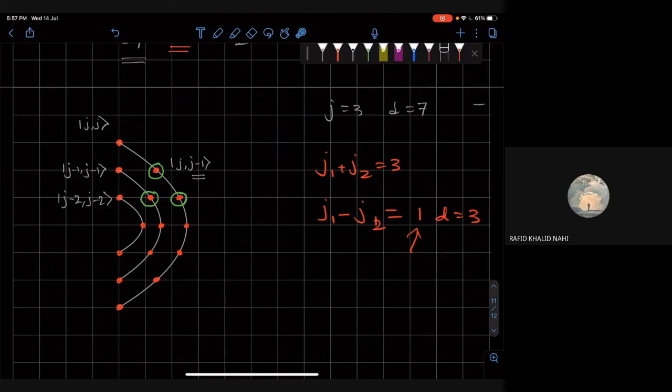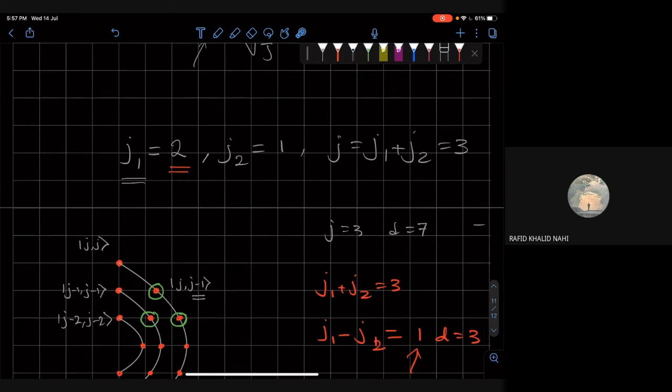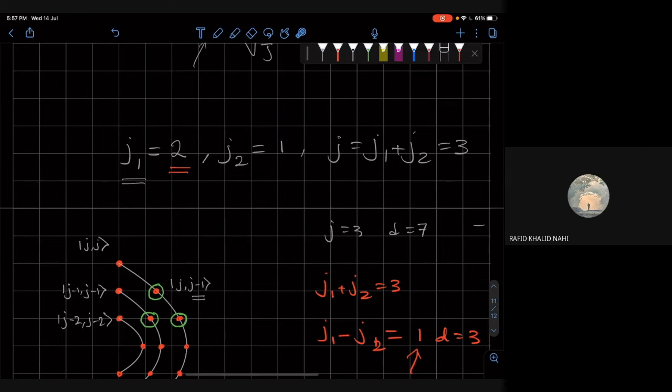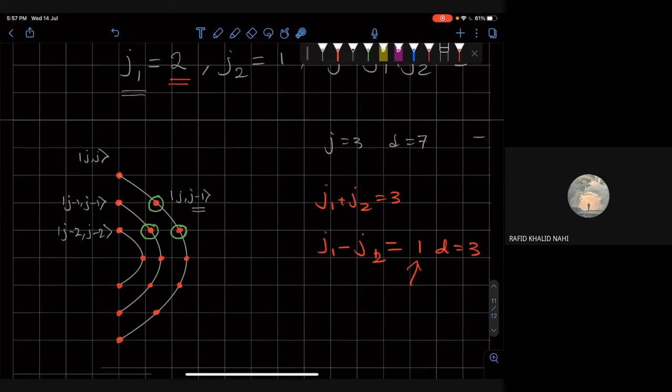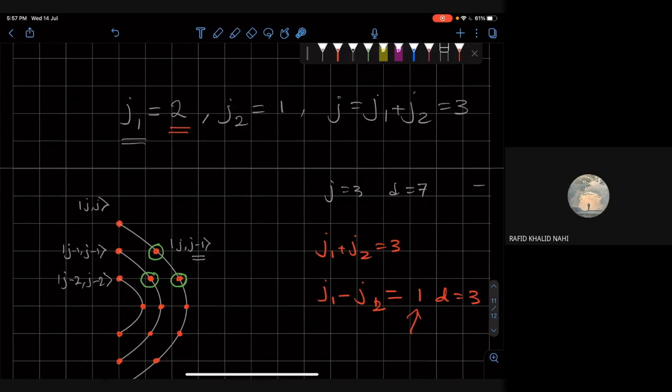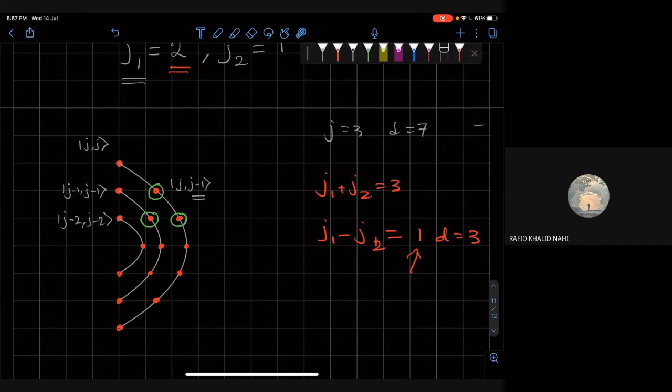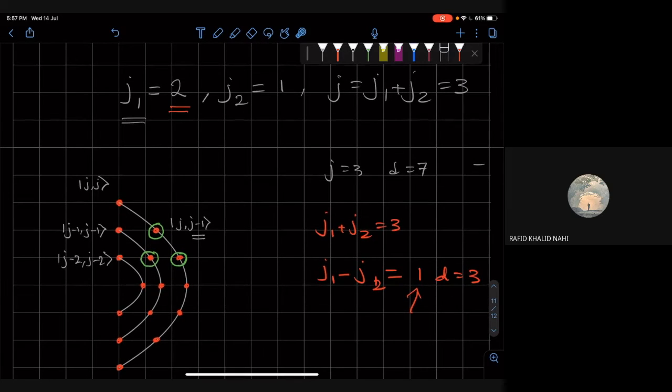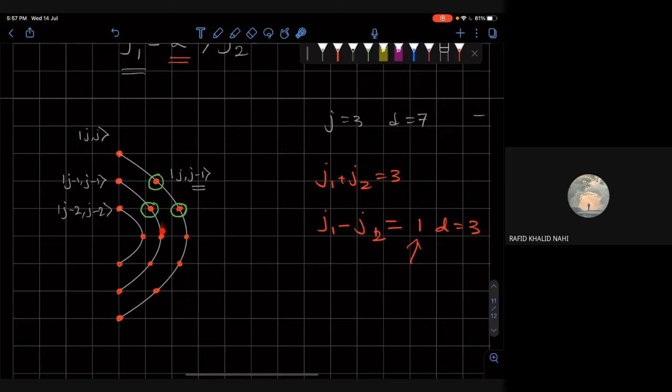So, if I have two angular momenta, one with J1 equals 2 and J2 equals 1, then when they're parallel, they will form a 7-dimensional Hilbert space where the total angular momentum is 3. If they're not exactly parallel, they will form a Hilbert space where the total angular momentum is 2, and the dimension of the Hilbert space will be 5.